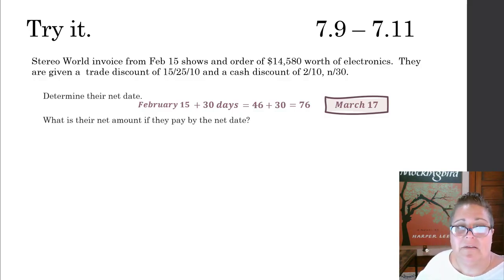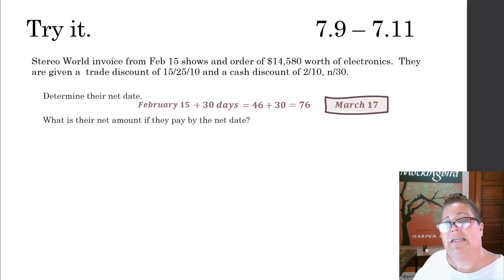The other way to go is to say February 15 plus 30 would be February 45th. That's how I do it. February 45th does not exist. There are 28 days in February. So 45 minus 28 is 17. And I'm no longer in February, I'm now in March. So I'm at March 17th. That's the way I do it in my head.